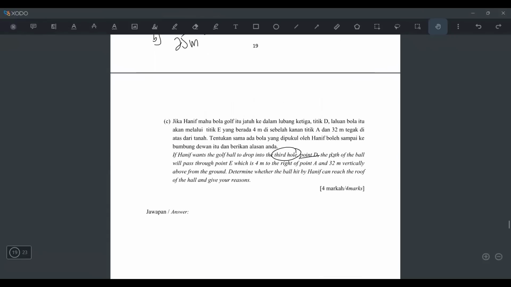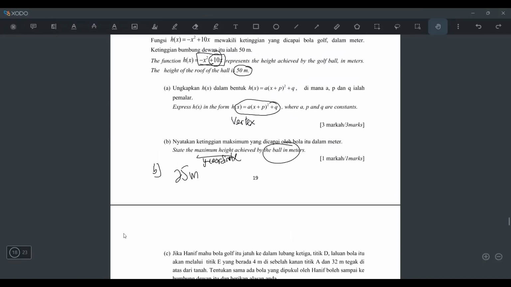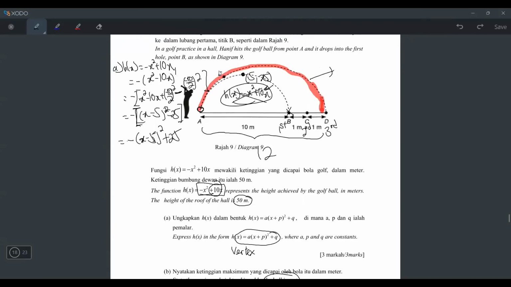And then what else? The path of the ball will pass through point E, which is 4 meter to the right of A, 32 meter above the ground. So let's go. Point E, where is point E? So this is point E, right? 4 meter to the right of A and 32 meter above ground. So can we assume A is the origin? Because if we assume A is the origin, then I can write down the coordinate of E already. So I think I can assume A is the origin. Okay, we can all assume A is the origin. The reason is, I'll explain later. So I will draw the axis.